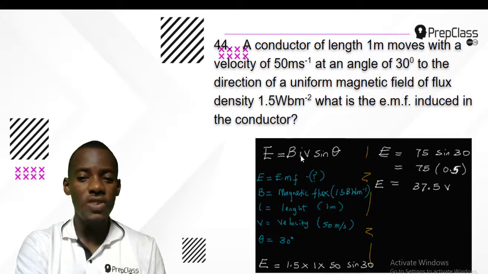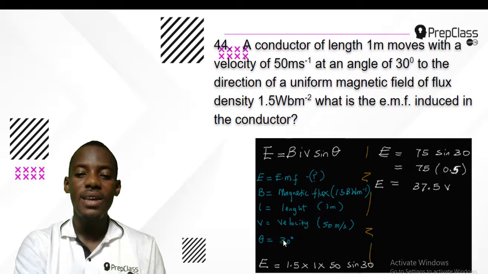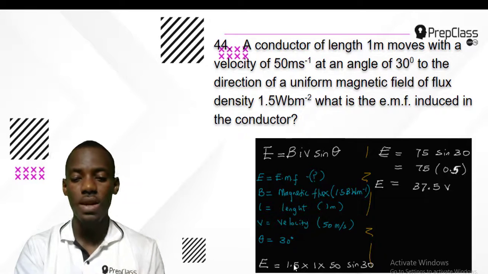Then my L, not I, but L, length is 1 meter. The V is the velocity, which is 50 meters per second, and the theta is the angle, which is 30 degrees. So now plug in all the parameters into the formula.